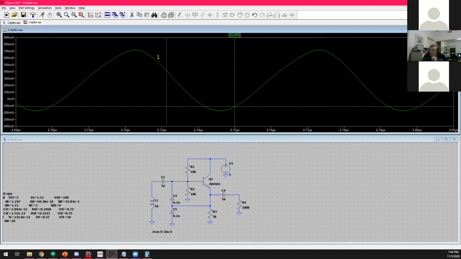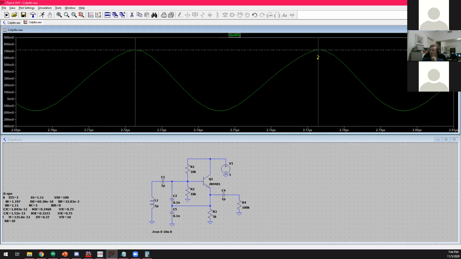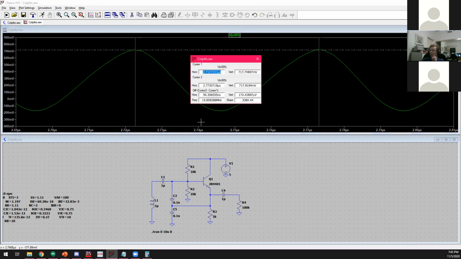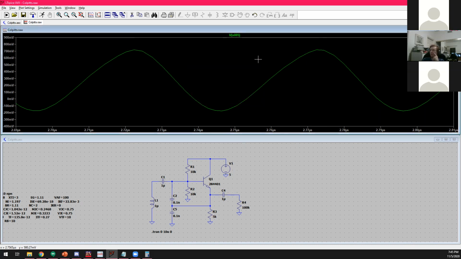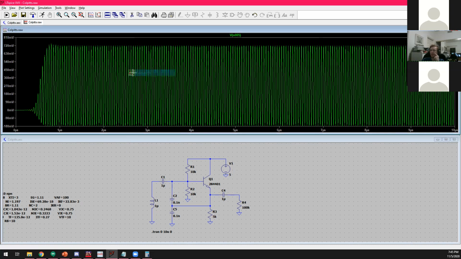Take a couple cursors, place one at one peak, place the other one at the other peak. And then let me find where that little window went. Oh, here it is. The little window will tell you the frequency of that signal is 19.85 megahertz, which is not the 22.5 I said earlier, but we'll see why. So that's the hard way of doing it. Let me show you the easy way.